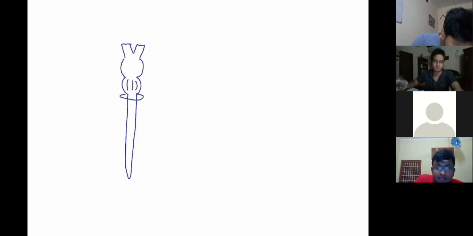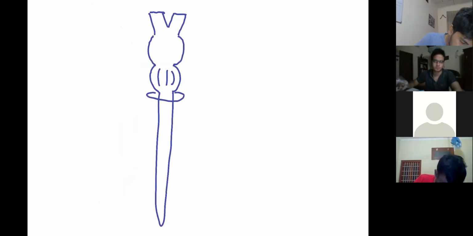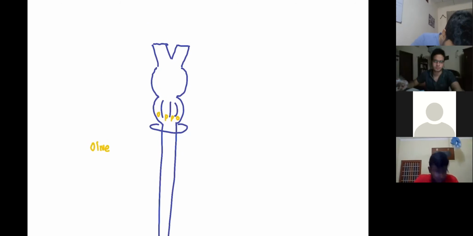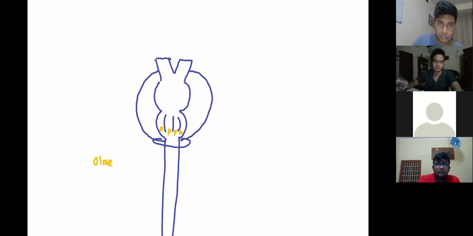There are some outgrowths, like areas coming out from the pons. This is the pons area. And this area, the way I remember this is OPPO: olives, pyramid, olive. That's the name of the structure. And over here, we have the cerebellum. The cerebellum is posteriorly located. It is behind.